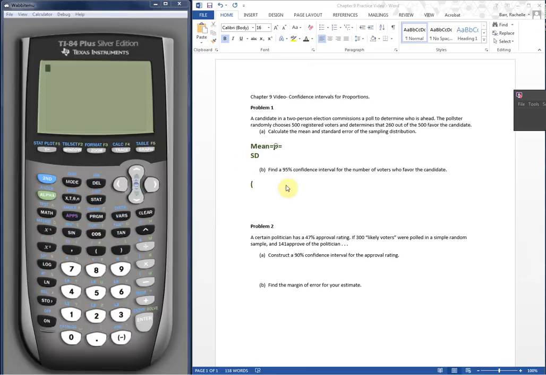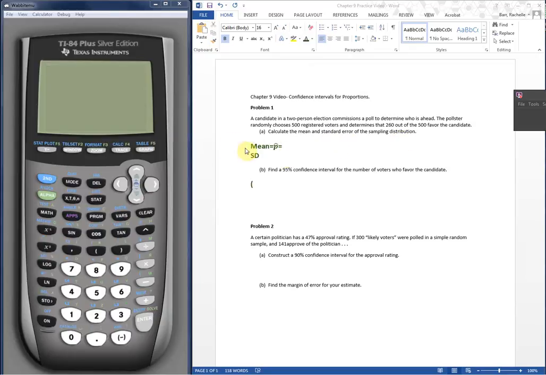So I'm going to show you how to do this on the calculator today. And I've got two examples I'm going to walk you through on how to glean some information off your calculator. A candidate in a two-person election commissions a poll to determine who is ahead. The pollster randomly chooses 500 registered voters and determines that 250 of the 500 favor the candidate. We're going to calculate the mean and the standard deviation for the sampling distribution.